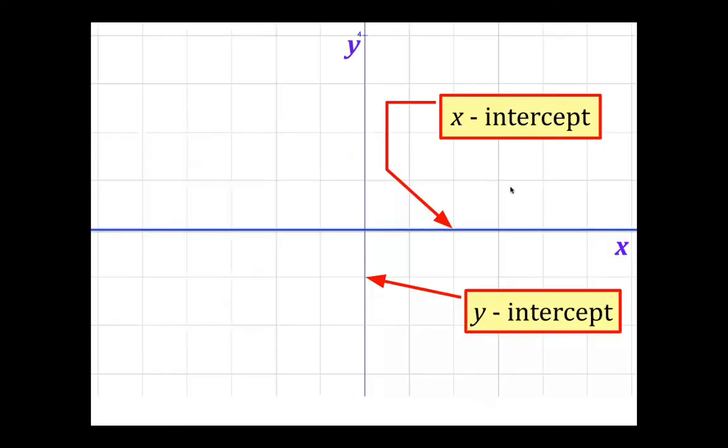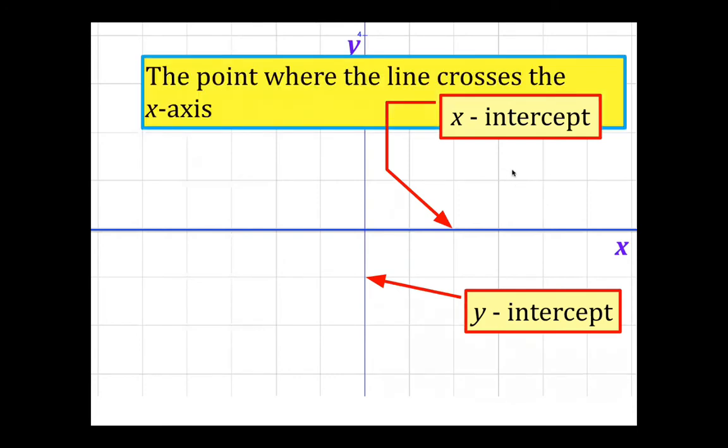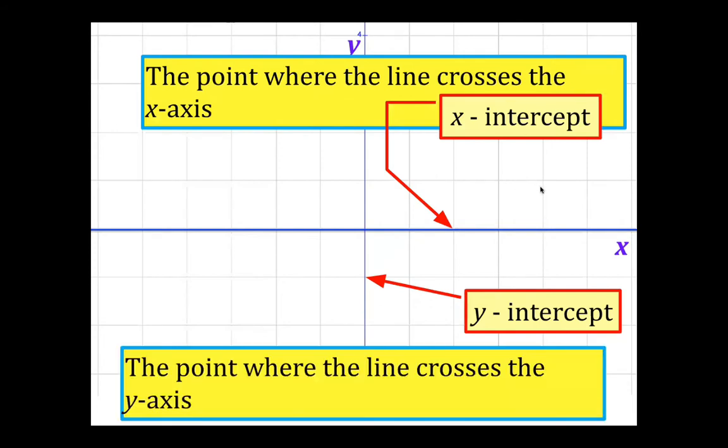Before we look at that, let's take a refresher on what the x-intercept and y-intercept are. Pretty simple. The x-intercept is where the line will intersect the x-axis, or the point where the line crosses the x-axis. And same goes for the y-intercept. It's the point where the line crosses the y-axis.